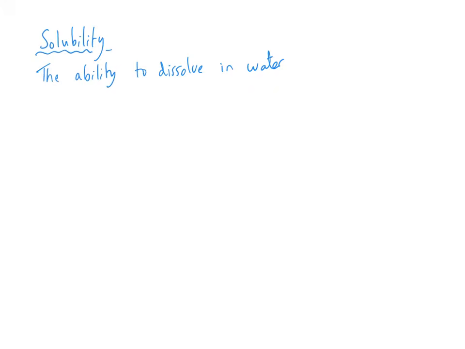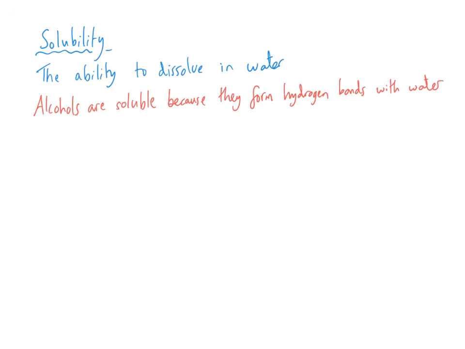The second property I wanted to look at is the solubility of alcohols. Now, solubility is the ability of something to dissolve in water, and this, in effect, can be reduced down to the ability to form strong interactions with water. In other words, hydrogen bonds. And alcohols are soluble in water because they have the ability to form hydrogen bonds, as we saw on the previous page. And to show that, let's draw the OH from the alcohol group, and then let's draw the oxygen from a water molecule.